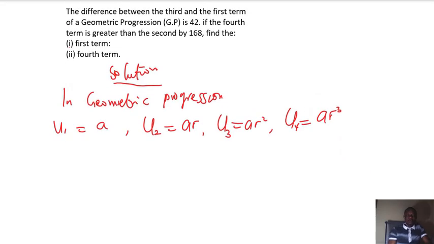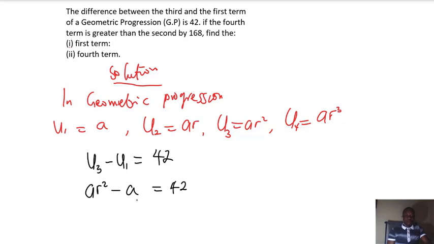So it says that the difference between the third and the first term is equal to 42. So this means that U3 minus U1 is equal to 42. So what is U3? U3 is AR squared, minus the U1. The U1 is A, and it's equal to 42. So because A is common, let's factor A out. Then we have A times R squared minus 1 equal to 42. Let's call this equation 1.